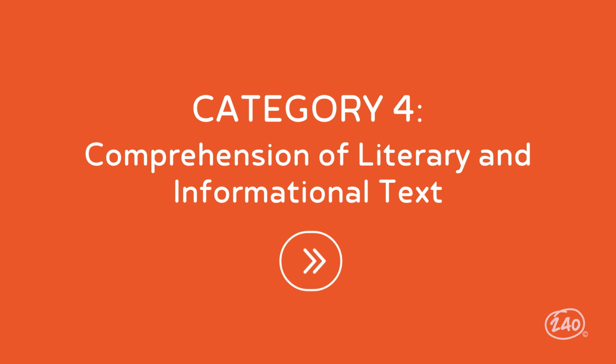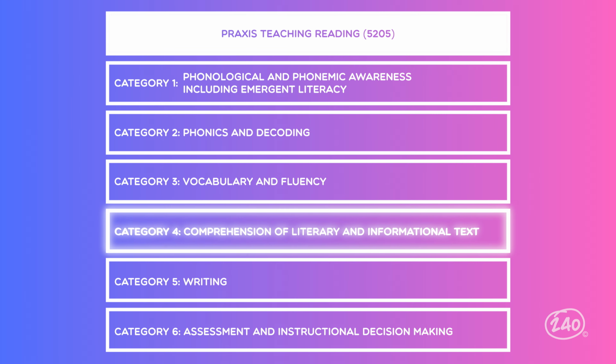So, we just went over some of the most important aspects of vocabulary and fluency. And remember, we'll go over some practice questions at the end. Now it's time for Category 4. Comprehension of literary and informational text. Here, students move from learning to read to reading to learn.